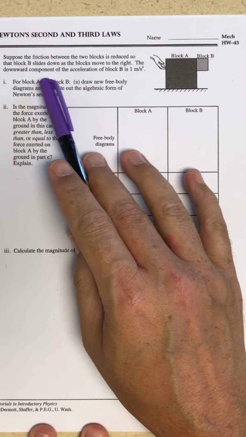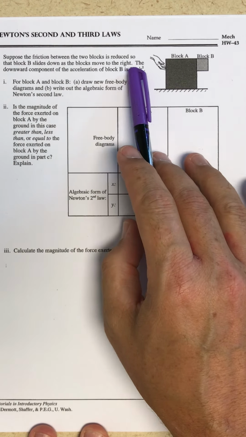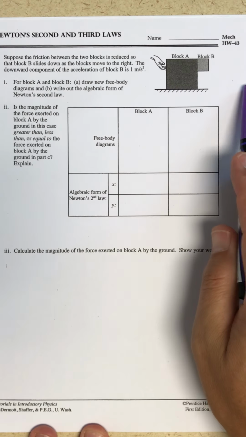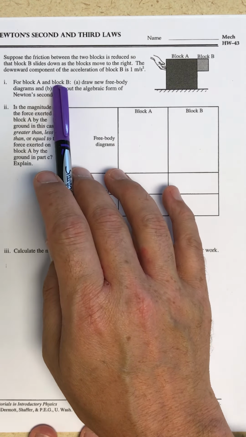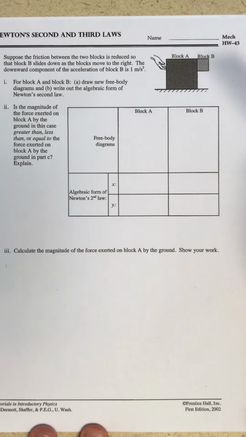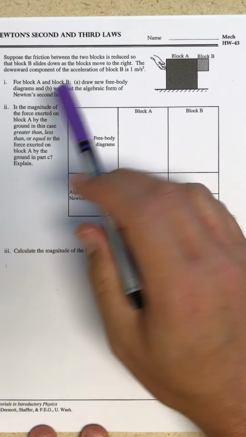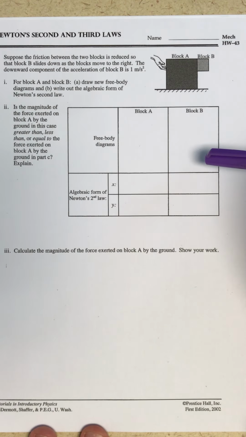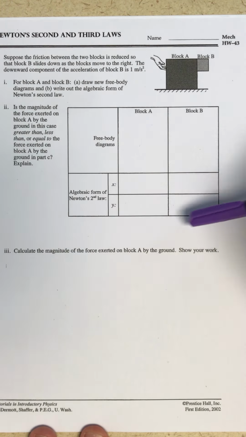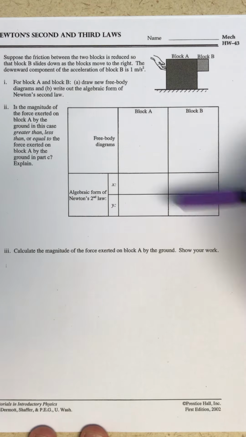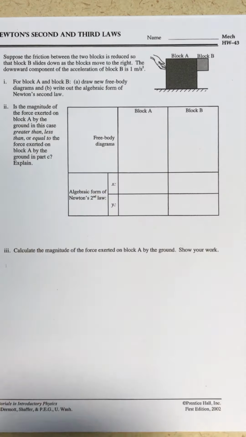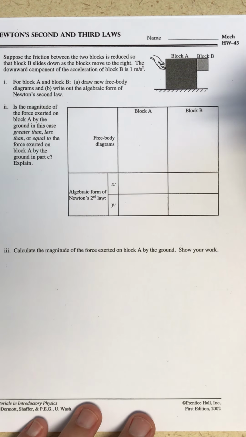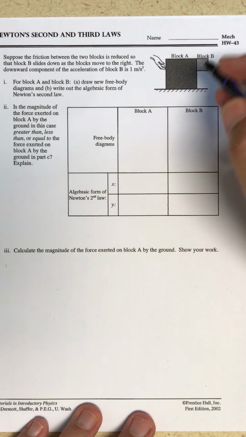All right, suppose the friction between the two blocks is reduced, so that block B slides down as the blocks move to the right. The downward component of the acceleration of block B is 1 meter per second squared. All right, for block A and block B, we want to draw the new free body diagrams and write out the algebraic form of Newton's second law. And then we'll worry about question Roman numeral 2. All right. So again, we'll start with block B.